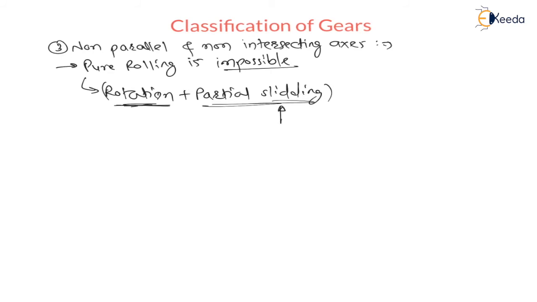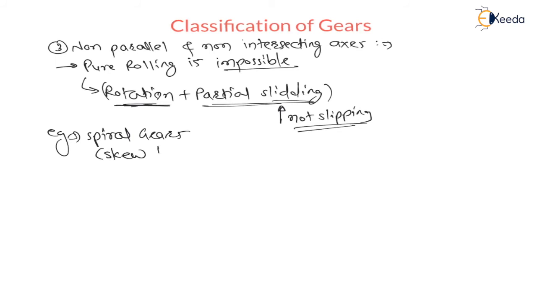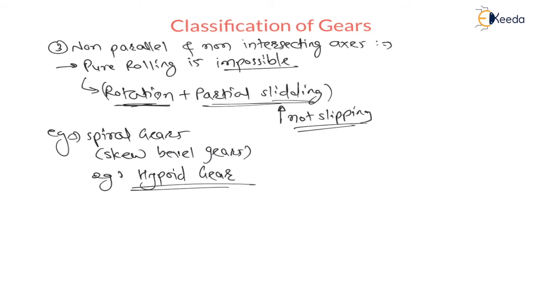My dear students, there is a partial sliding, not slipping. It is not equivalent to slipping. It is only partial sliding, right? Therefore, in the case of non-parallel and non-intersecting axes, pure rolling is impossible. There is partial sliding also with rolling. For example, spiral gears. These are also called skew bevel gears. Such as, for example, the hypoid gear. Therefore, the hypoid gear is an example of non-parallel and non-intersecting axes.